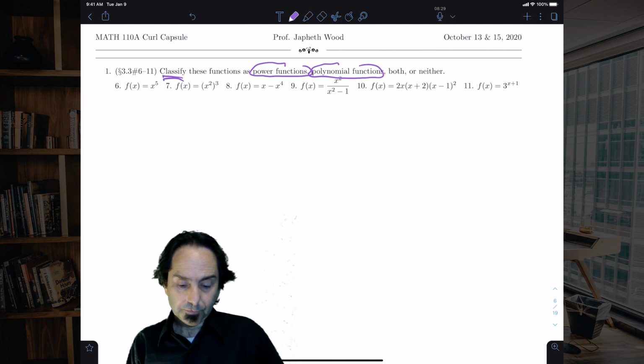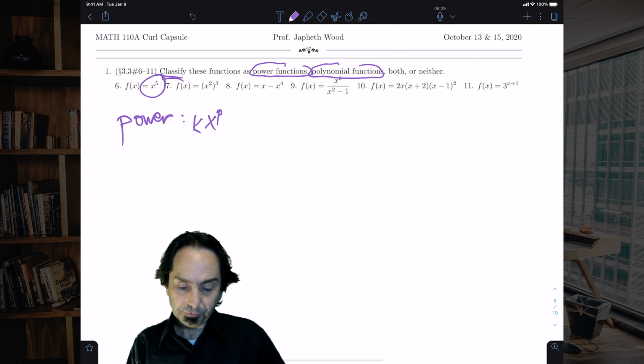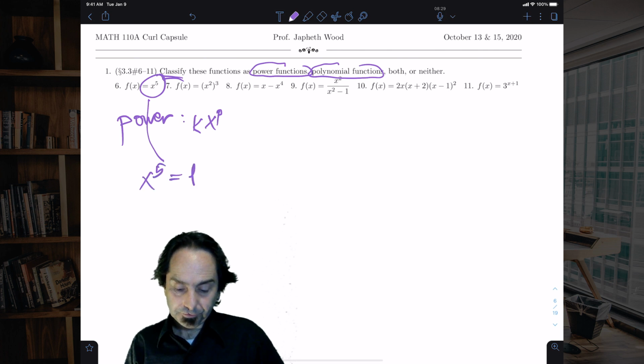So let's recall a power function. The form is a coefficient times some power of x. So this first one, x to the fifth, the coefficient is 1, that invisible 1, times x to the fifth power. So that definitely is a power function. And of the others, none of them are power.